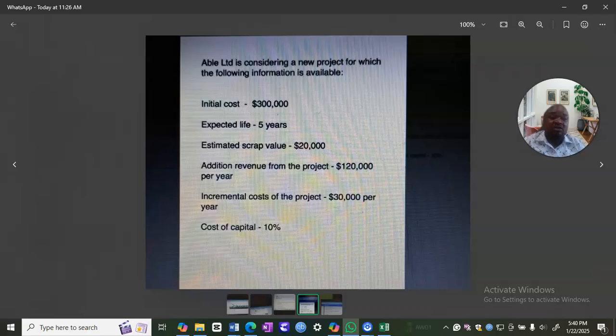So incremental costs are those costs which are relevant to the project, or they are directly attributable to the project. So they matter, they are relevant costs, right? So you need to factor them in when you are computing your net present value. The cost of capital is 10%. So that's the information. So let us compute the net present value of this particular project.